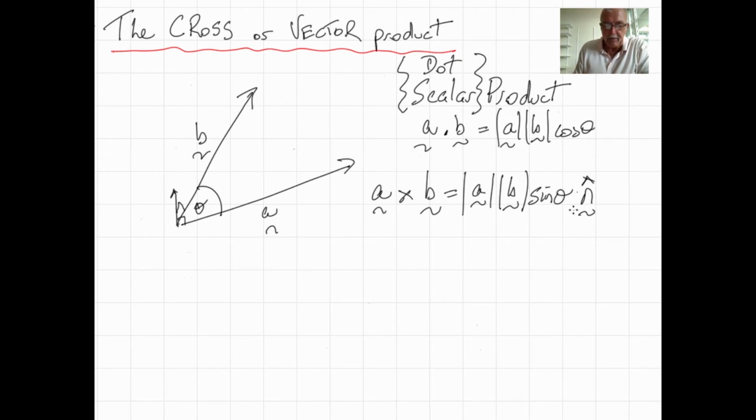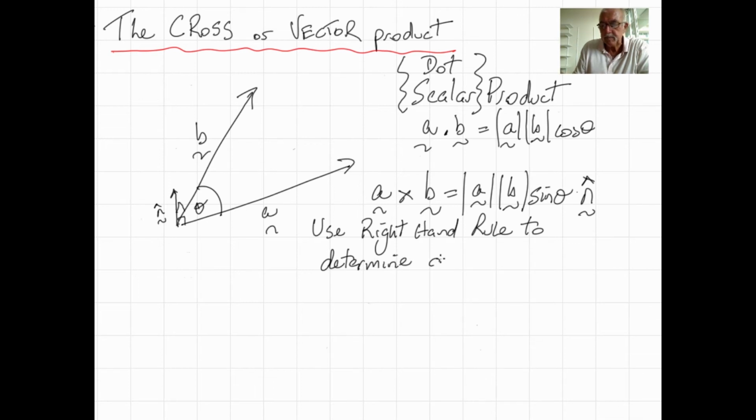The resultant is a vector, so we'll just put n. Whatever this scalar turns out to be will be multiplied out and it'll be along that direction. So we use what's called the right hand rule. You must use your right hand for that. Right hand rule to determine the direction of the unit vector n.